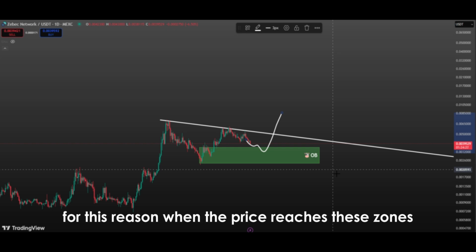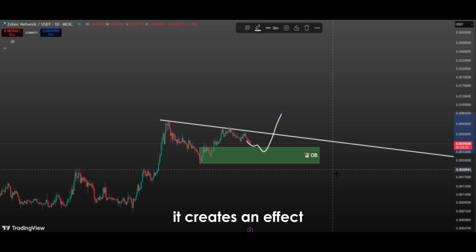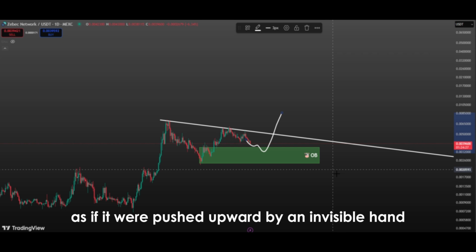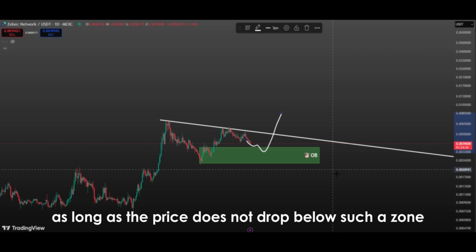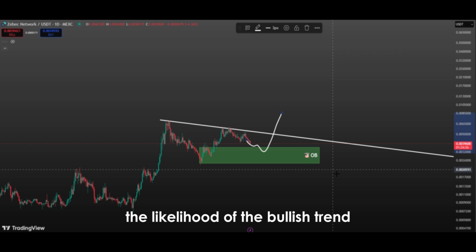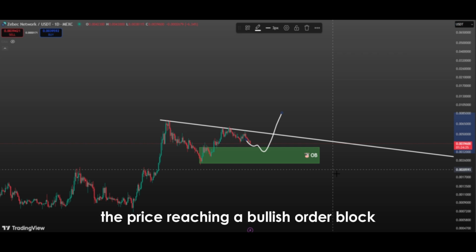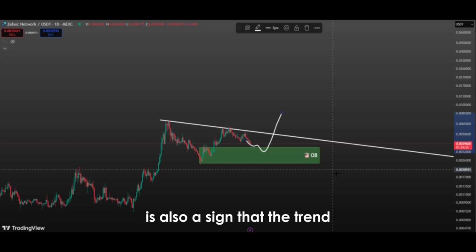For this reason, when the price reaches these zones, it creates an effect as if it were pushed upward by an invisible hand. As long as the price does not drop below such a zone, the likelihood of the bullish trend continuing remains high. The price reaching a bullish order block and bouncing upward from it is also a sign that the trend structure is progressing healthily.